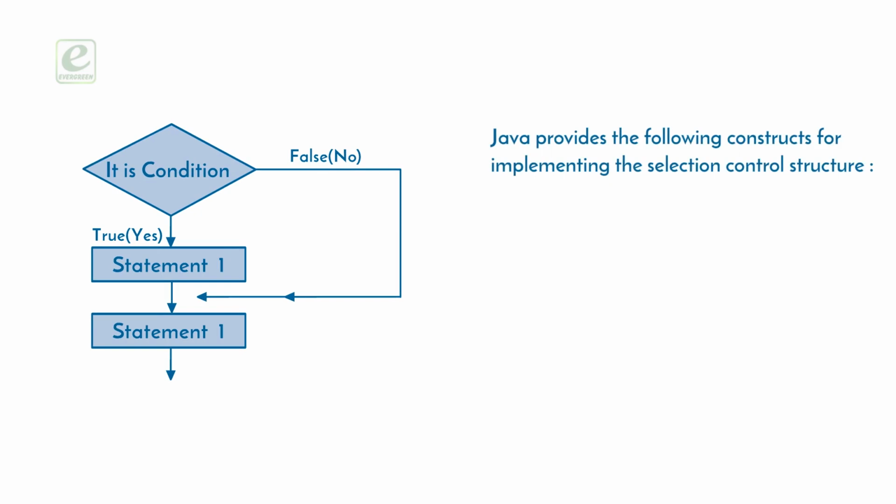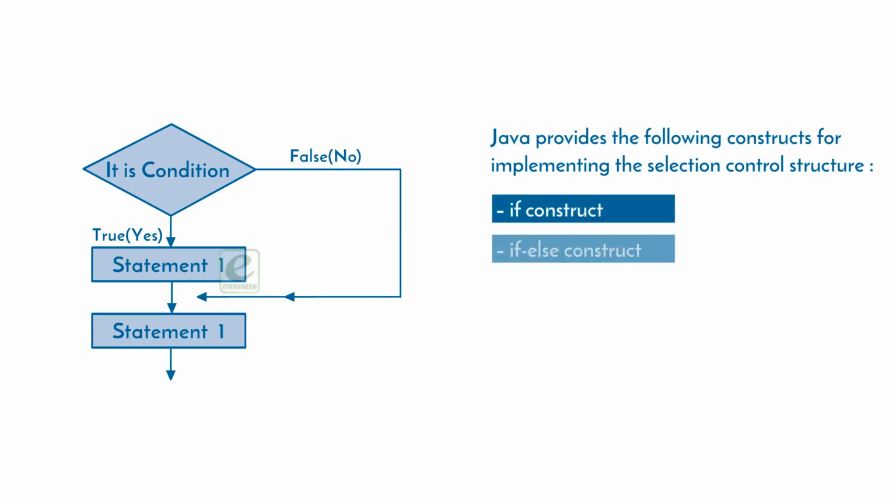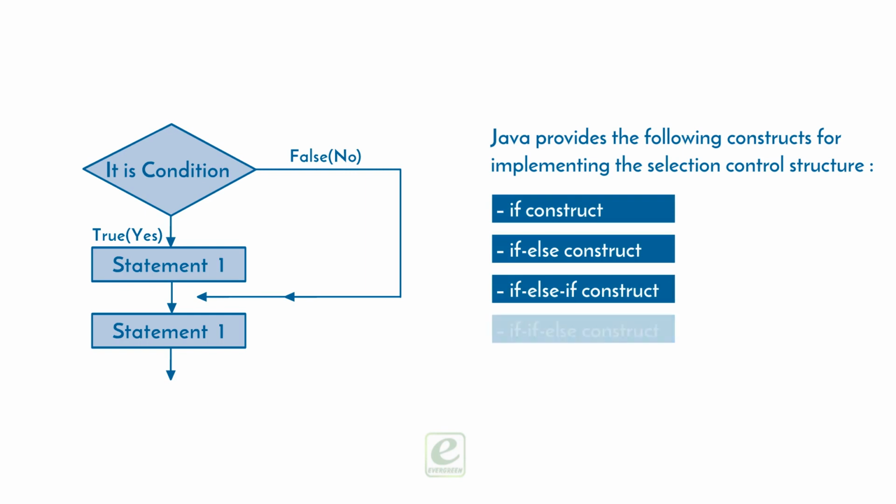Java provides the following constructs for implementing the selection control structure. If construct, if-else construct, if-else-if construct, if-if-else construct, switch construct.